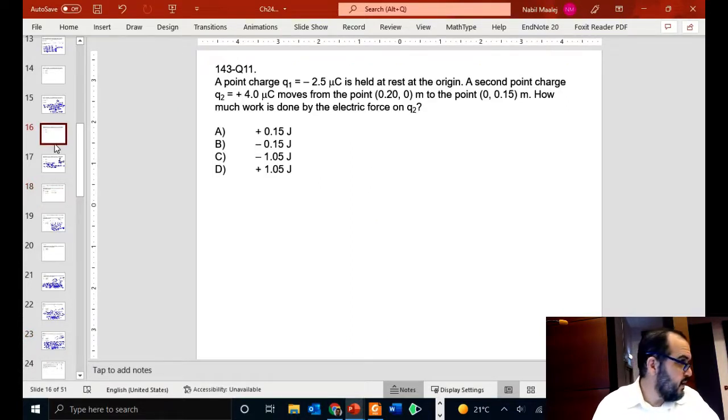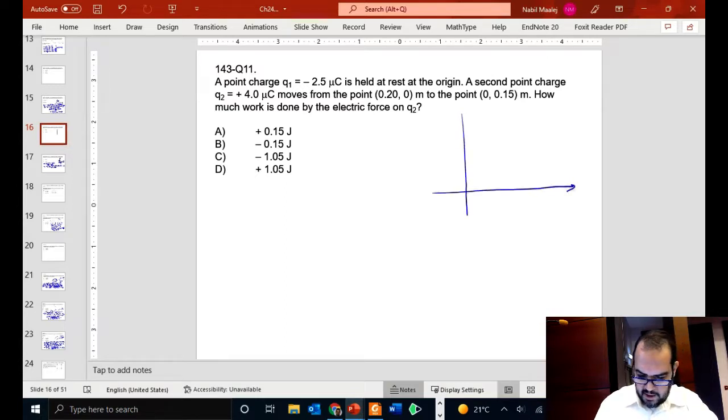So here, for me, I don't solve any problem without doing a drawing first. I draw first. So I draw my X and Y axis. Q1 is held at the origin, so this is Q1, minus 2.5 microcoulomb. And the second point charge is Q2, 4 microcoulombs at 0.20. So it's somewhere here, Q2 at 0.20.